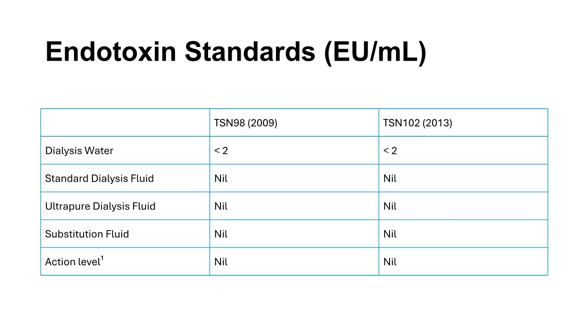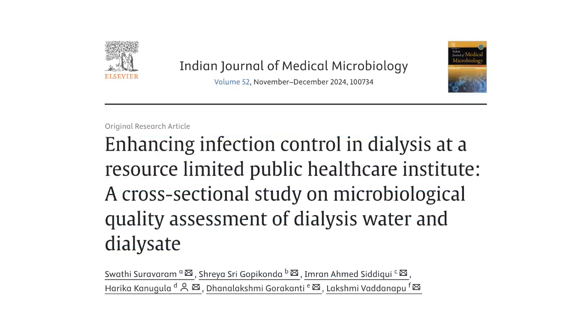Here I want to show one recent study from the Indian Journal of Medical Microbiology, published in late 2024. This study focused on dialysis units in resource-limited hospitals, very similar to many settings we see in Somaliland. They evaluated the microbiological quality of dialysis water and dialysate and found that improving water treatment and infection control practices can significantly reduce contamination. So this supports the same message we are discussing today. Good water quality plus strict asepsis equals safer dialysis care.